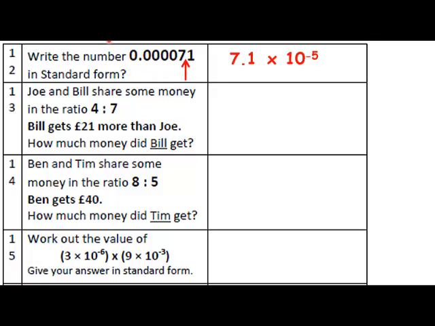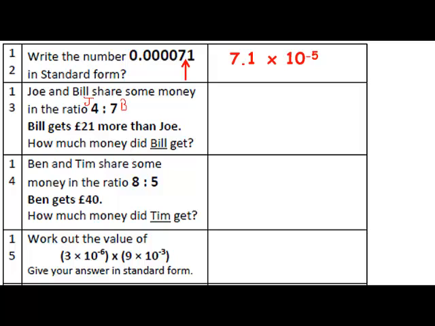Question 13. I just need to annotate this question as I go along, and I highly recommend that you always do this to a ratios question. Joe and Bill share some money in the ratio of 4 to 7. So 4 is Joe and 7 is Bill.